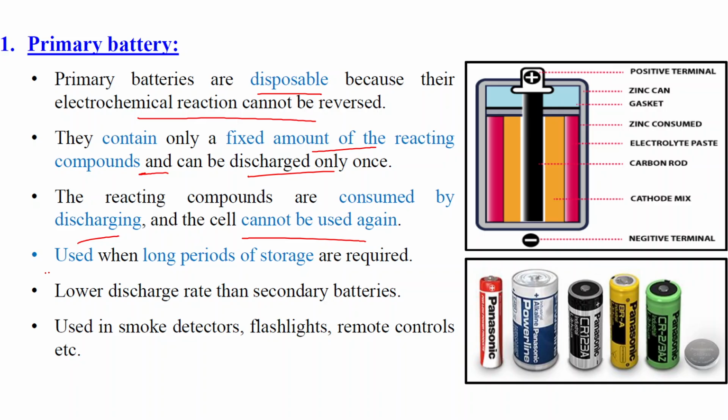But its discharging time is long, and it is used when long periods of storage are required, with a lower discharge rate than secondary batteries. Secondary batteries discharge faster compared to primary batteries. Primary batteries are used in various applications like smoke detectors, flashlights, remote controls, etc.